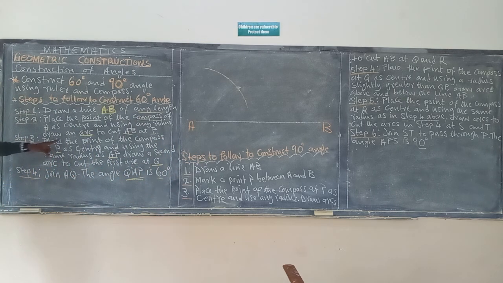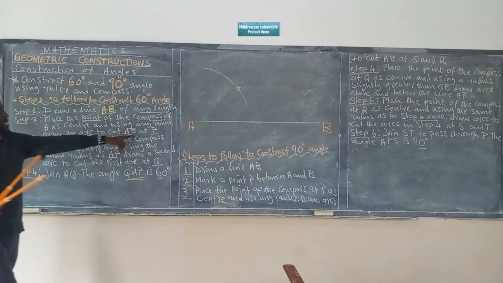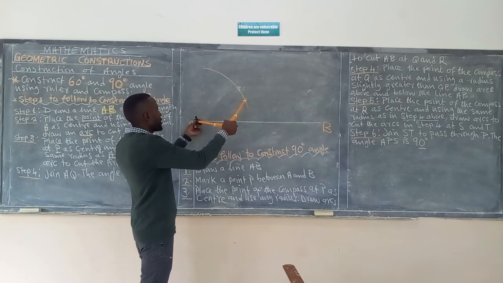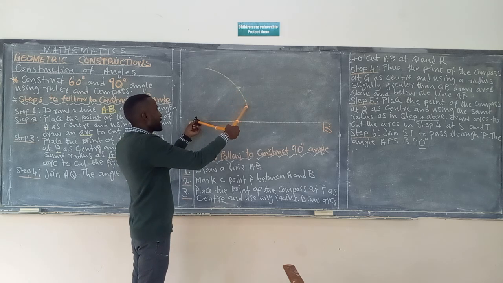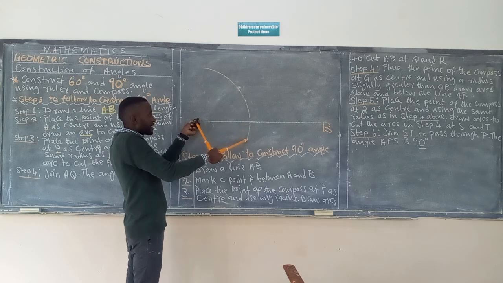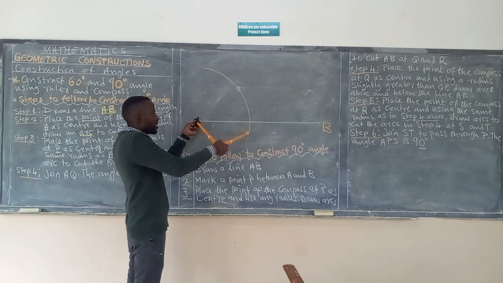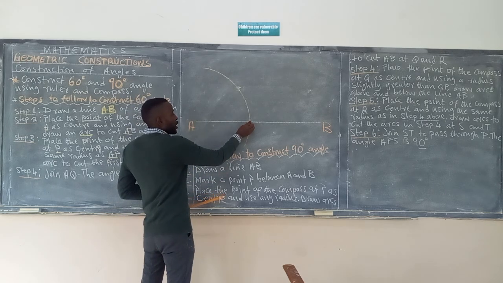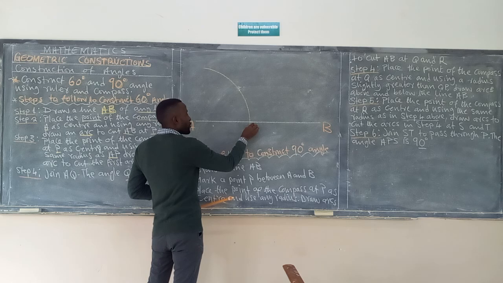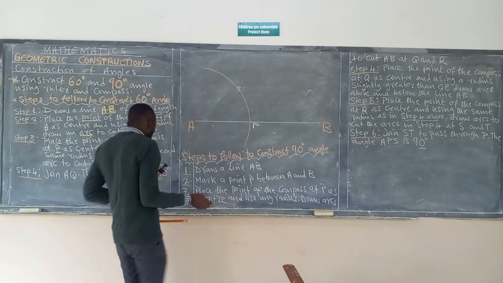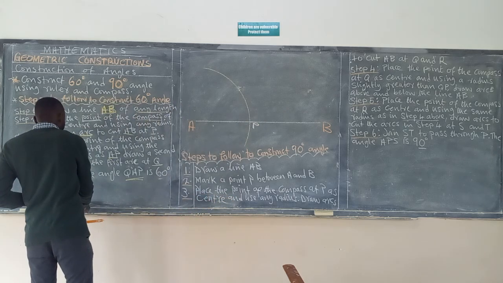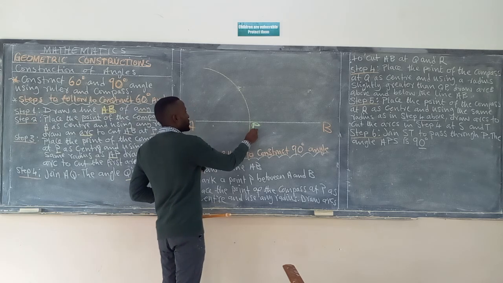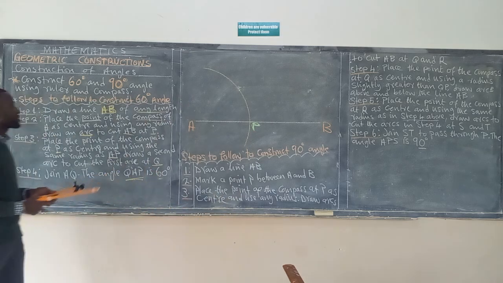Once you have made that arc, it should cut AB at P. So let's draw it further. Okay, the arc has cut the line AB here. So this point here, they are saying, name this point P. It cuts the line at P. So you name it here. This is my point P. Okay, we are done with step 2.